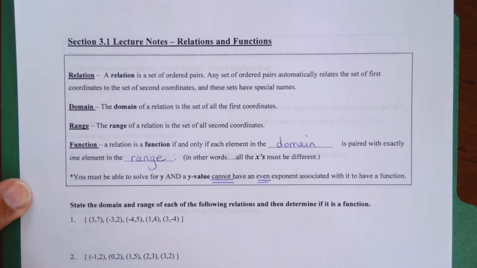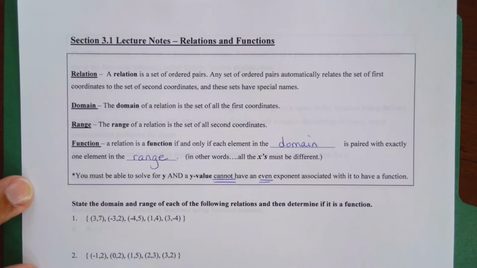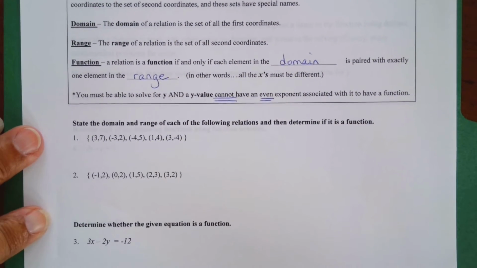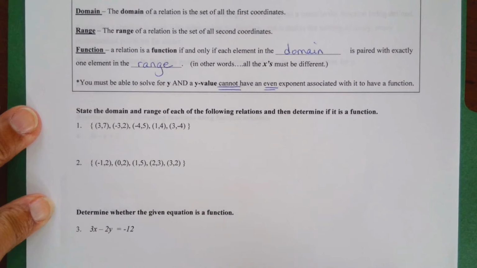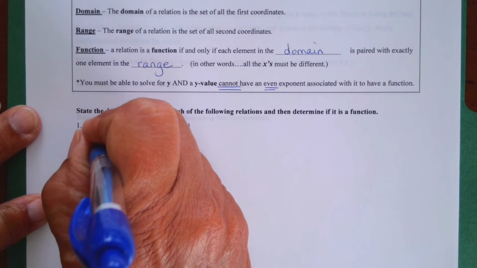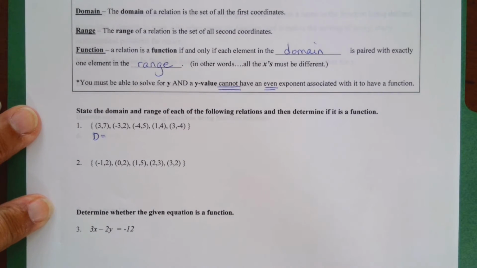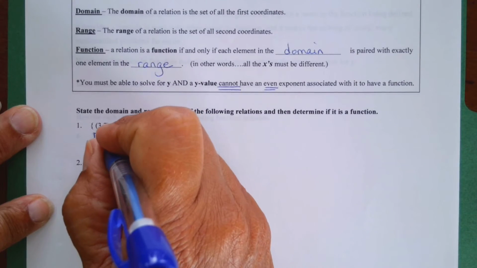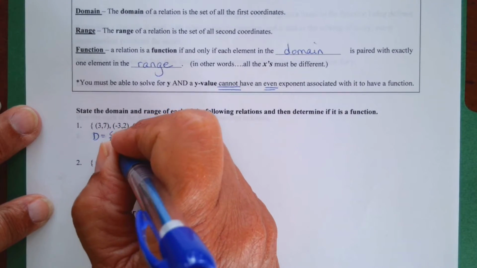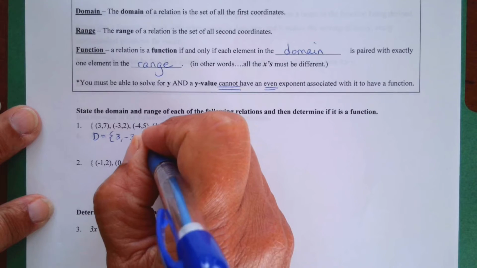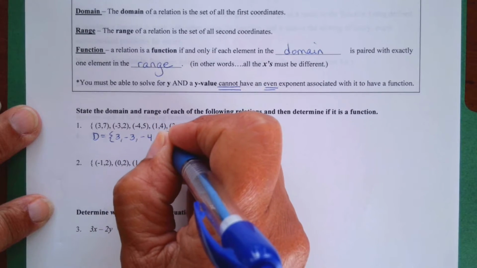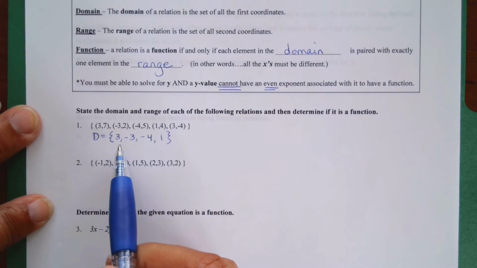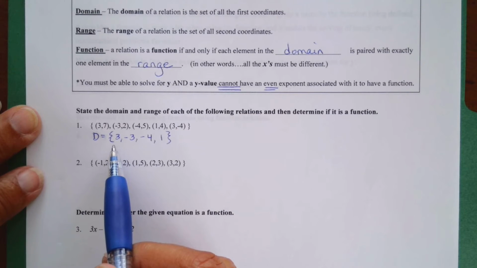Okay. All right, so we're going to go through and look at lots of different ways you might be given these kinds of questions. So let's look at the first group. It says state the domain and range of each of the following relations and then determine if it's a function. All right, so I'm going to just use a capital D for the domain. So the domain is the set of the first coordinates in here. So I would say 3, -3, -4, 1, and then the last number is 3. So I've already got it listed here, so I don't have to do that again.